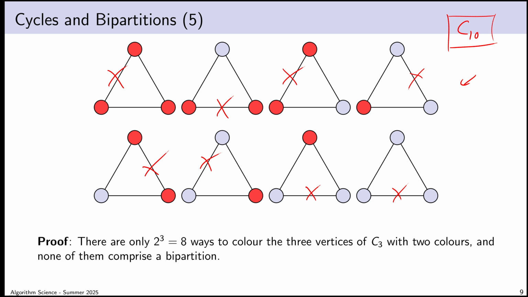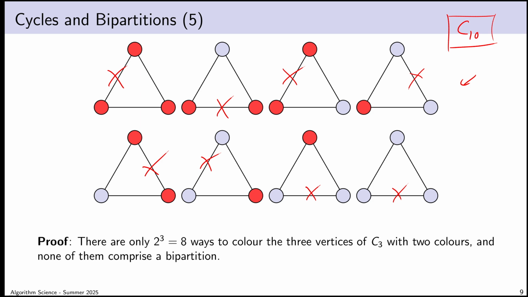Okay, so I've just proven that C4 is bipartite and C3 isn't bipartite, using these weird sort of toy proofs that I think are really clever. But where am I actually going with this? What I actually want to prove is that cycles of even length, if I have an even number of vertices in my cycle, those are always bipartite. And cycles of odd length, so let's say C3, C5, C7, those are never bipartite.